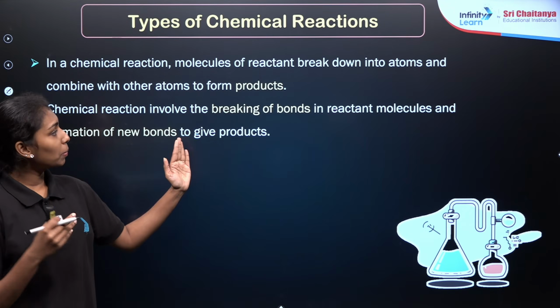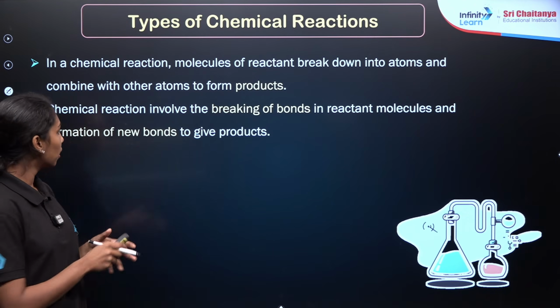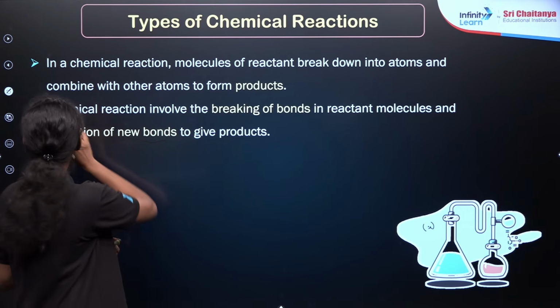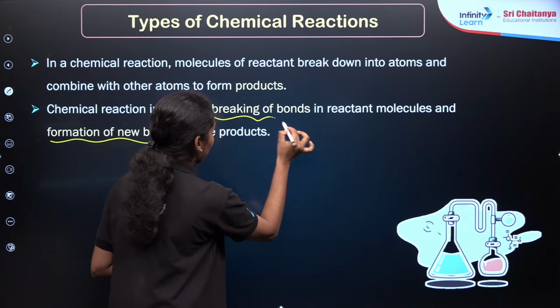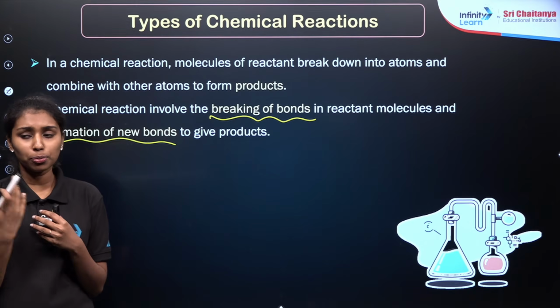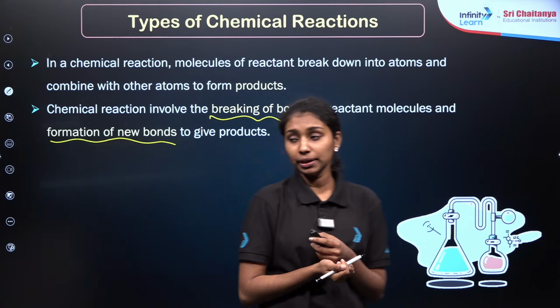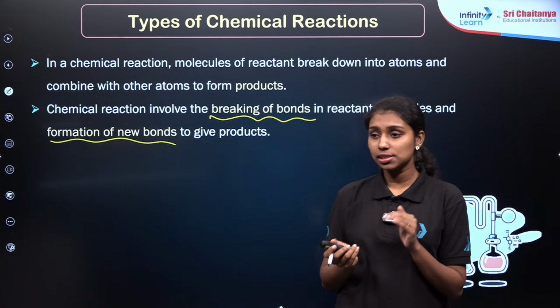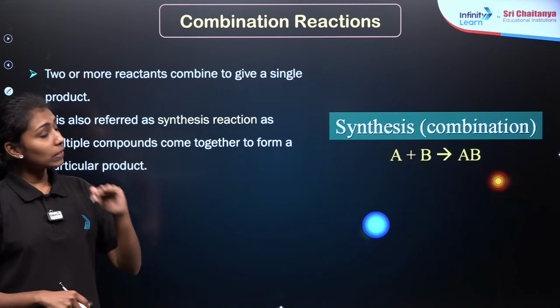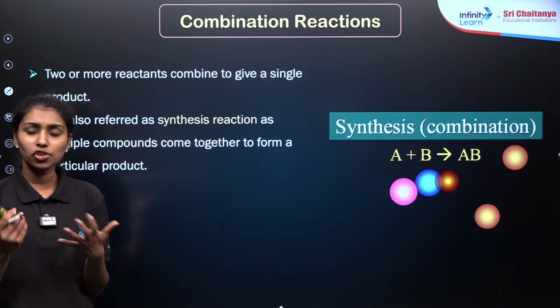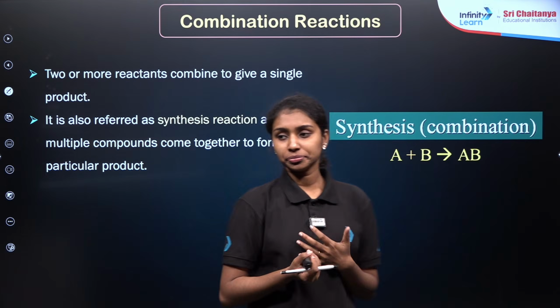As we already know, the breaking of bonds happens or the formation of new bonds happens, right? Two types of reaction will happen. There will be breaking of bonds or the formation of bonds. Depending upon the terms, we can classify the types of chemical reactions. The first one is the combination reaction. So what do I mean by combination reaction? Any idea?